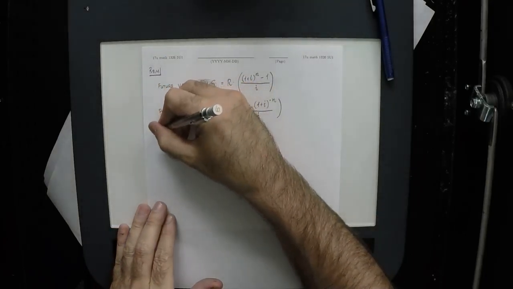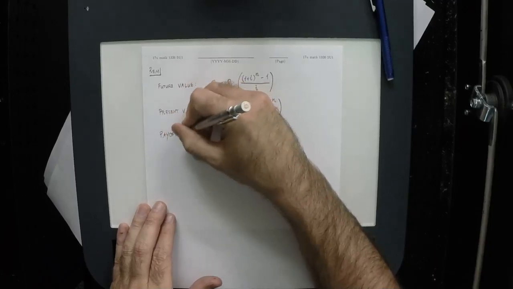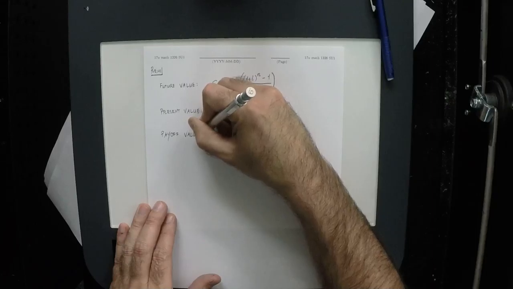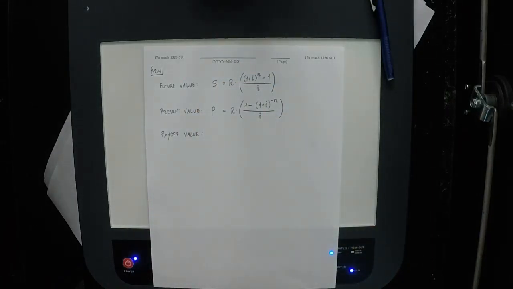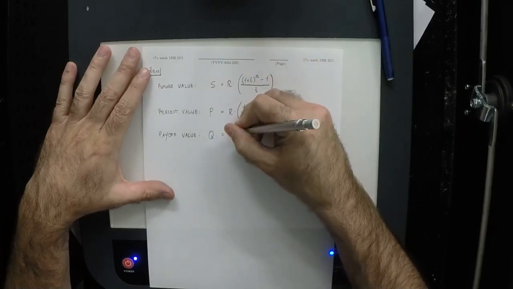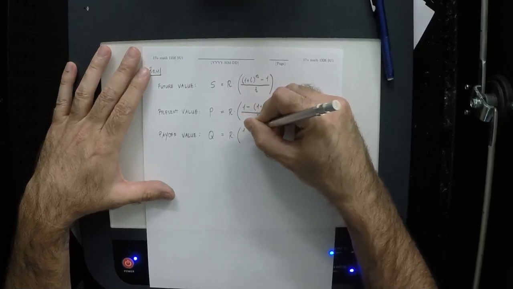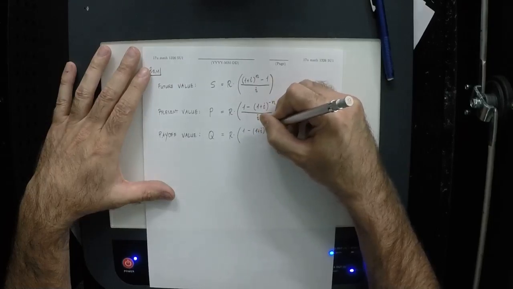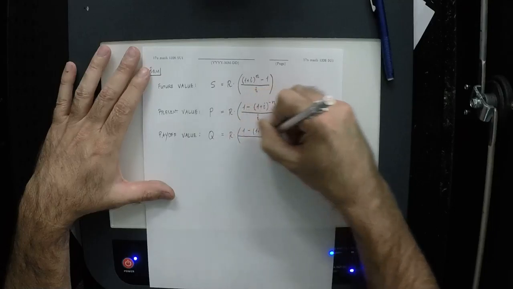And then the last formula is the payoff value. This formula addresses the question of, well, suppose that you agreed to make, say, 300 payments, and you've currently made 170 payments, and you want to know how much would it take for me to pay it off right now? In that case, the answer is this formula. Q is R multiplied by (1 minus 1 plus I to negative n minus x) over I.